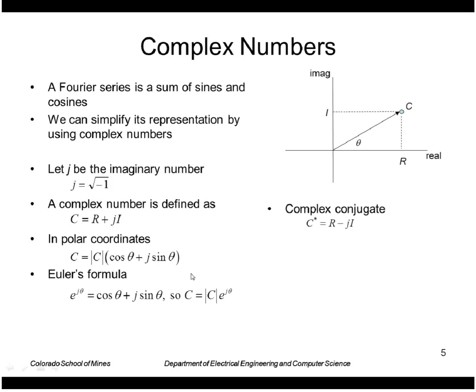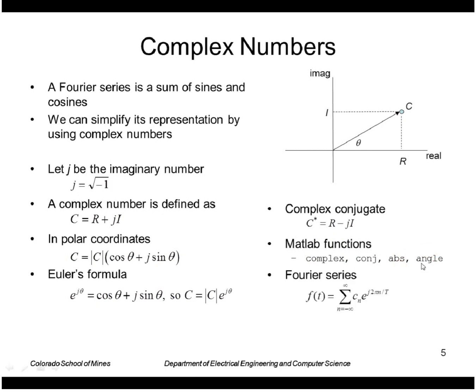Just some other preparation. The complex conjugate is defined as the complex number taking the negative sign of the imaginary part. Matlab has functions to deal with complex numbers. This is of type complex. We can do a complex conjugate, an absolute value, or take the angle theta. So the Fourier series then, instead of writing in sines and cosines, we can write it as a sum of exponentials of this form here.